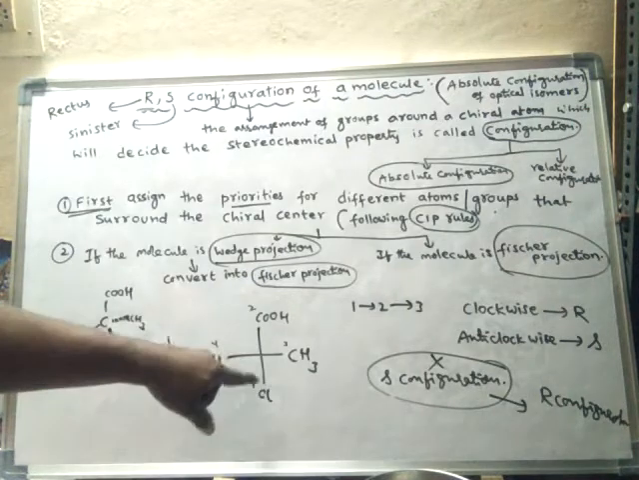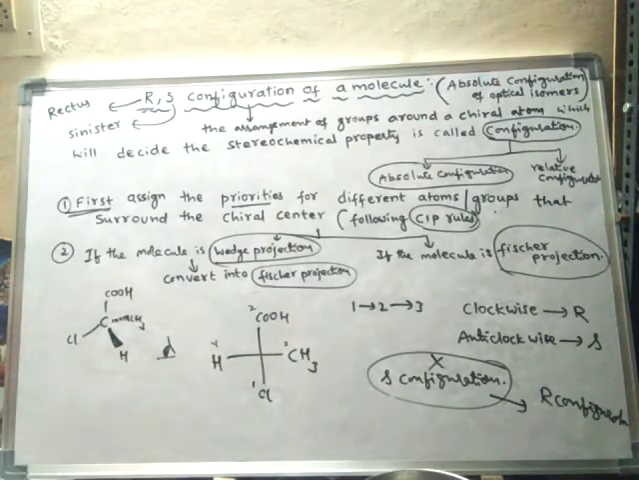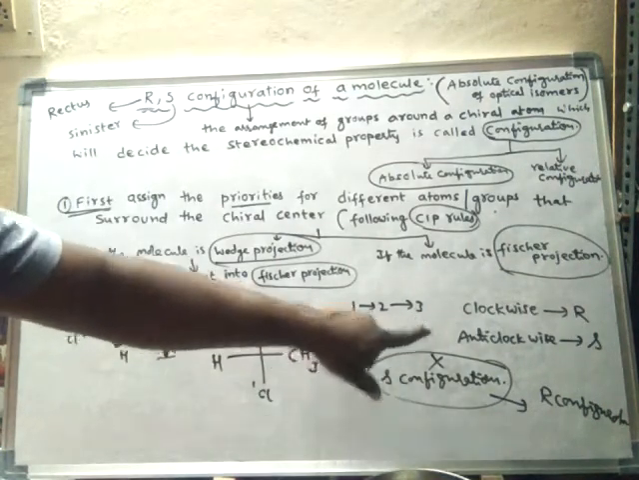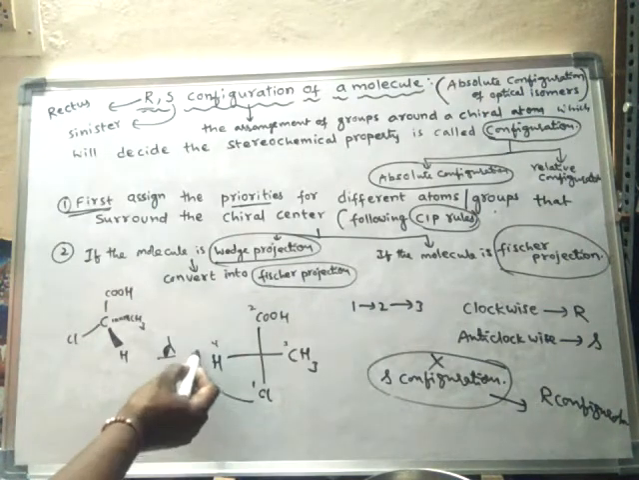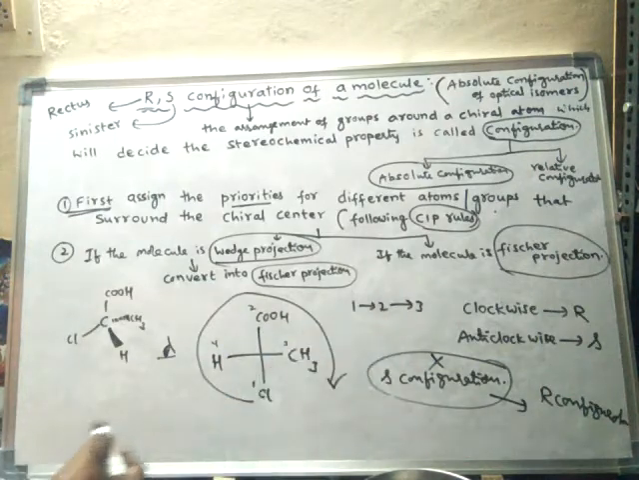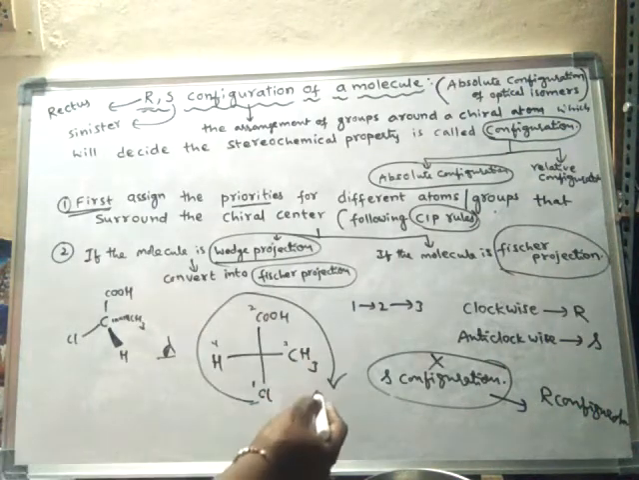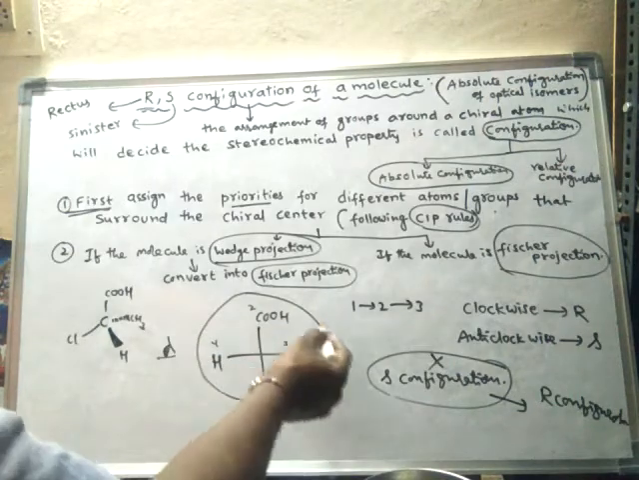So now, after assigning the priorities and converting the wedge into Fischer projection, we have to look into this order from 1 to 2 and 2 to 3. So we have to draw an arrow from 1 to 2 and 2 to 3. Like this we have to draw an arrow. Now check whether this arrow is moving anti-clockwise or clockwise. So here it is moving clockwise.